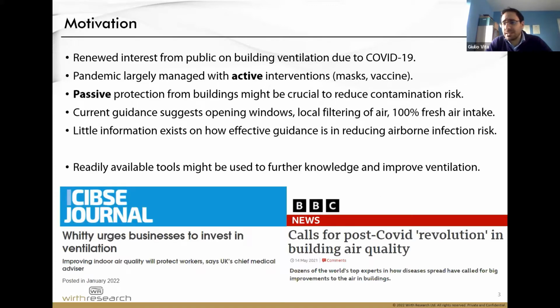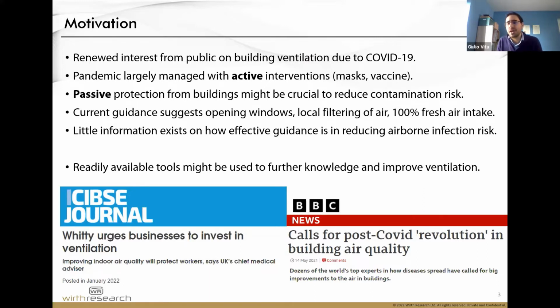Basically, the public is asking us to deal with airborne infection risk due to the pandemic of COVID-19. Although this presentation is not directly related to COVID, the public is asking to have better buildings. How the pandemic has been managed is by asking people to do something, so to wear a mask, to go get a vaccine. But actually, what we could be doing is to provide passive protection, so you enter a building and as such you are protected against getting contagious.